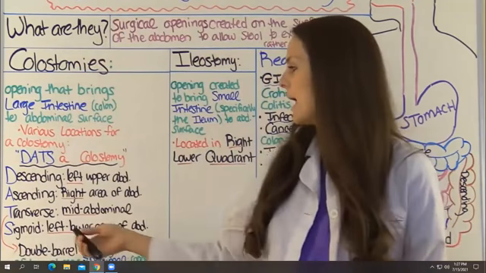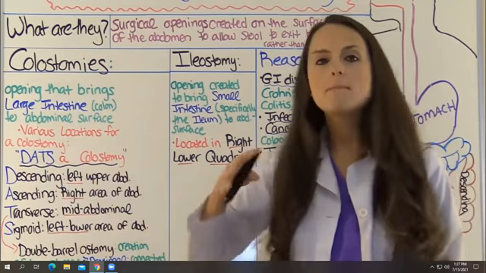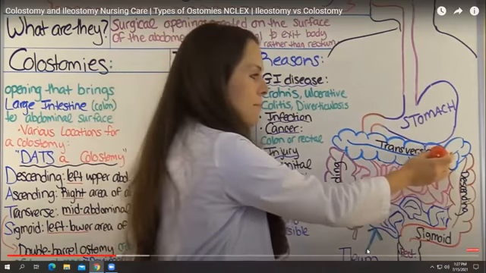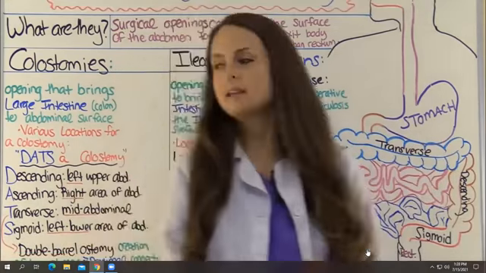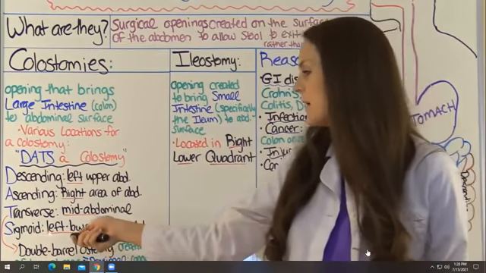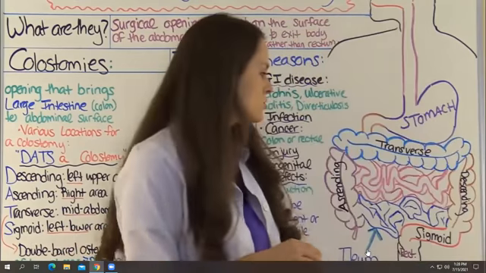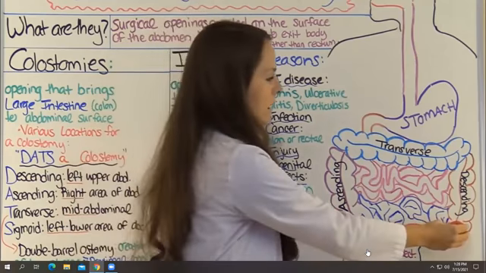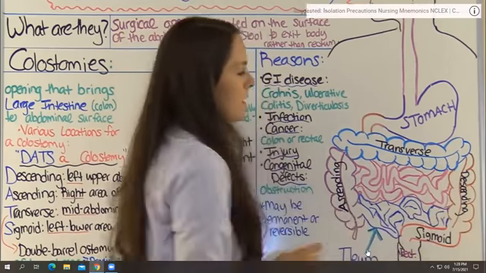Then we have a transverse colostomy, and you will expect that about mid-abdominal. So you have your transverse colon, so about right here is where you would expect that. And then we have a sigmoid colostomy, and this can be found in the left lower area of the abdomen. So we have our sigmoid colon right here, so about right there. It would be a little bit lower than your descending colon, so you could expect that right there.